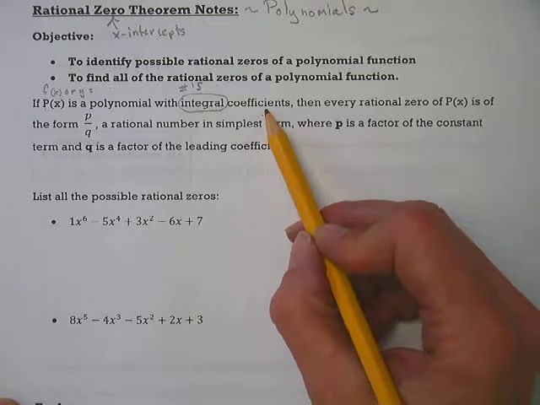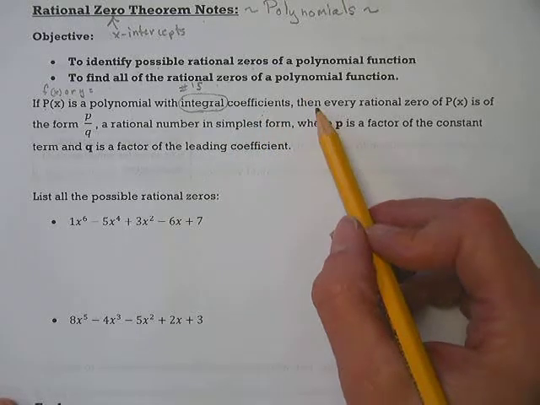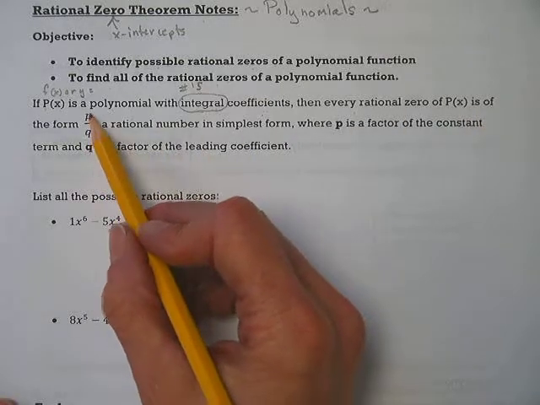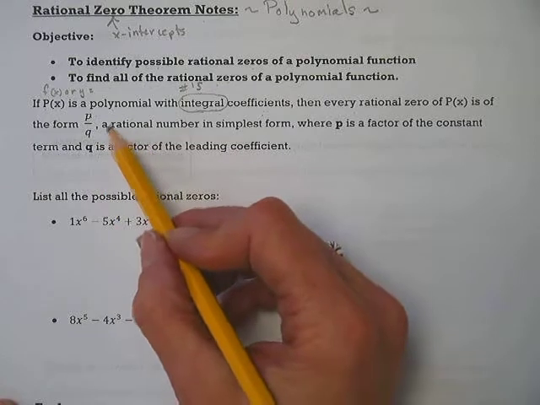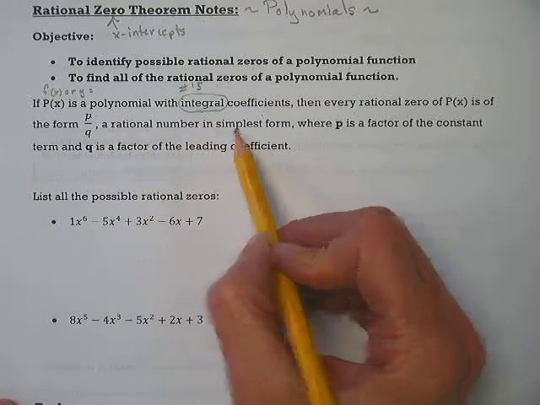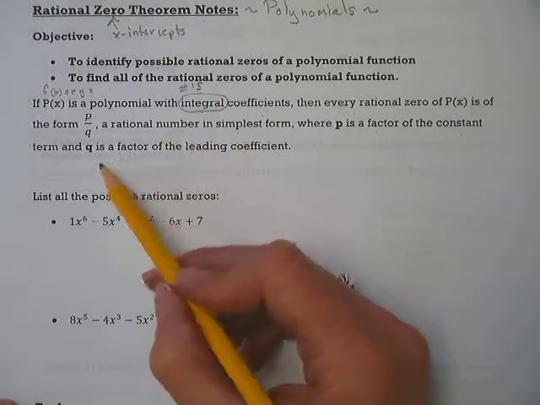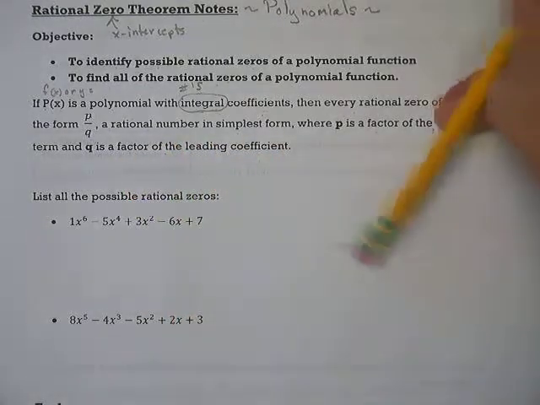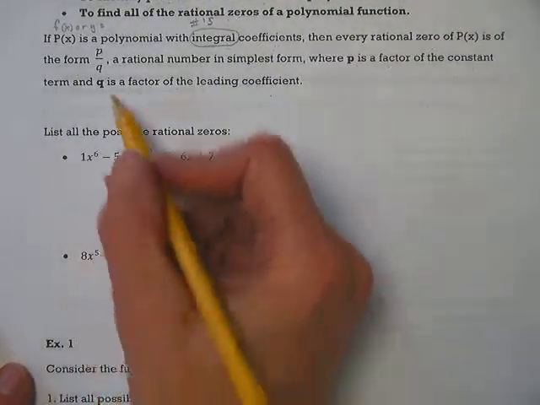So if you have just numbers as coefficients, remember, what are the coefficients? Yep, numbers in front of the x's. Then every rational zero of p of x is of the form p over q. We're going to get to what p and q mean in a minute. A rational number in simplest form. P is a factor of the constant term, and q is a factor of the leading coefficient. All right, let's do some examples.